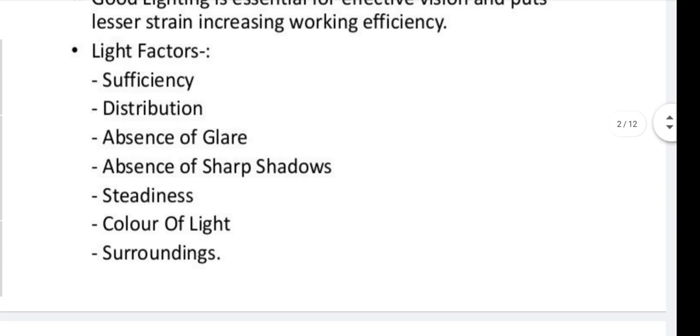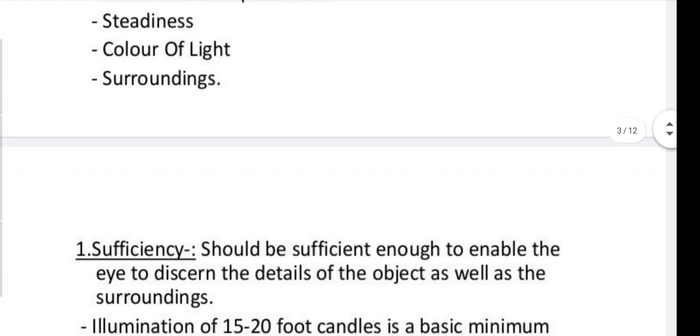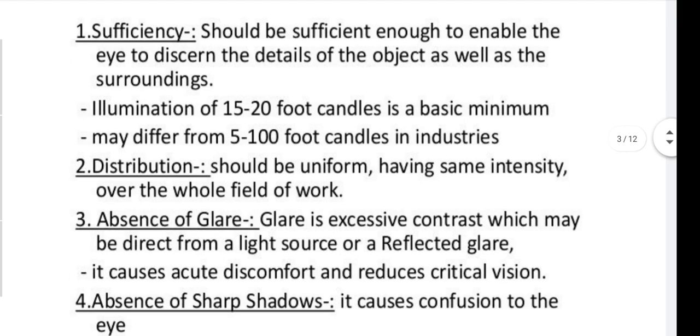Certain factors are there for the light. Those are sufficiency, distribution, absence of glare, absence of sharp shadows, steadiness, color of light, and surroundings. Let's see one by one. First one, sufficiency. That is sufficient amount of light required for direct vision. It should be sufficient enough to enable the eye to discern the details of the object as well as the surrounding. In general, illumination of 15 to 20-foot candles is a basic minimum, but it may differ from 5 to 100-foot candles in industries.